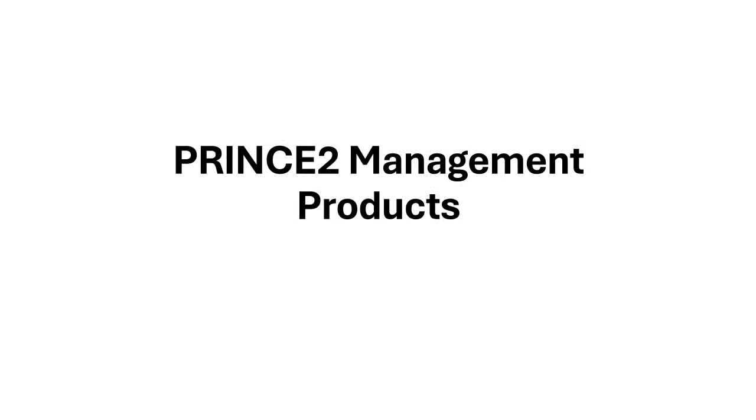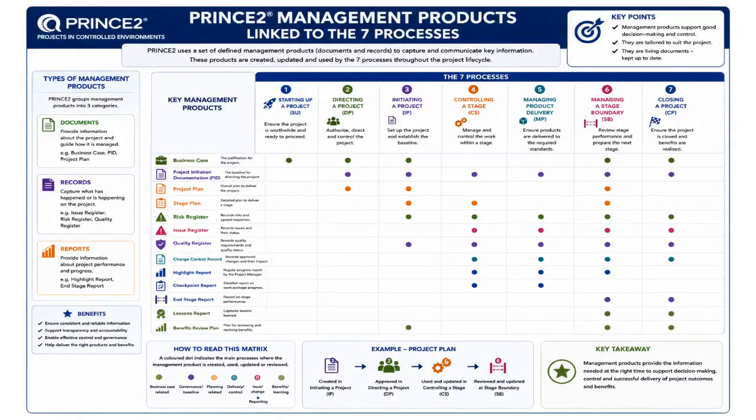PRINCE2 management products. This slide focuses on one of the most important operational areas within PRINCE2, the management products. Management products are the documents, records, and reports used throughout the project lifecycle to support governance, communication, planning, monitoring, decision-making, and control. In simple terms, management products are the information tools that help everyone understand what is happening, what has been completed, what risks or issues exist, what decisions need to be made, and whether the project remains on track.